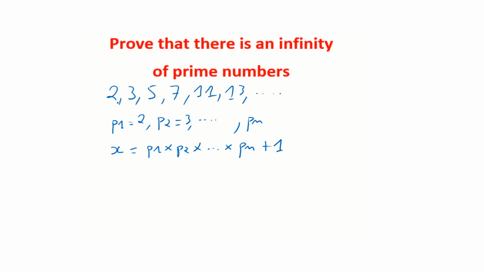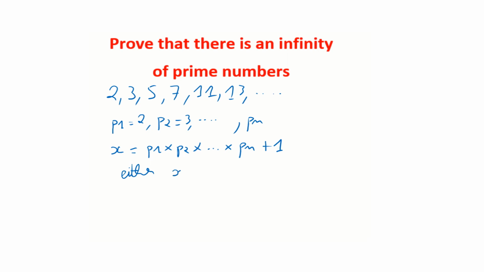So this number x is bigger than all the prime numbers, and actually x by construction cannot be divided by P1 or P2 or Pn, because when we divide x by one of these prime numbers, the remainder of the division is 1. So we can make two conclusions from that. So either x cannot be divided by any of these prime numbers.